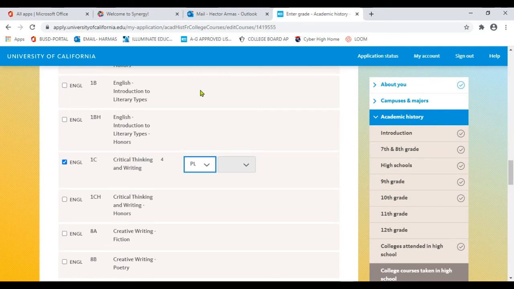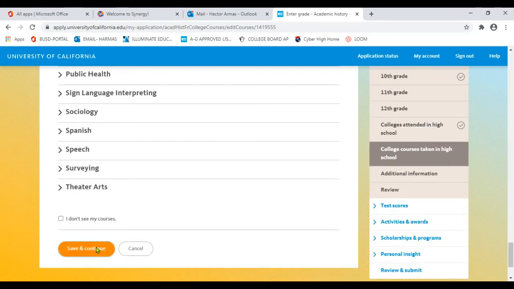Okay, so now that brings me up to a very good point. Planned, and this is an English also. So I'm going to click English. And then I'm going to hit save and continue.